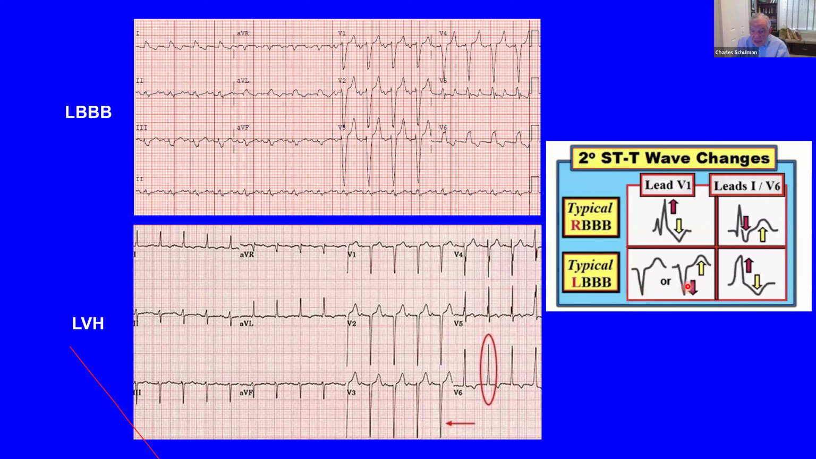Therefore, one expects that the ST segment and T wave will be up, as they are here. In lead 1 and V6, the major deflection is up. Therefore, ST segment and T wave are down, as seen here and here. With typical right bundle, with RSR prime, the R prime is the major deflection, major abnormal deflection. It's upright, and ST segment and T wave should be down. And the opposite would be true in lead V6.